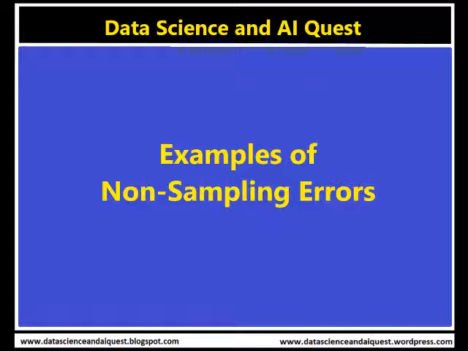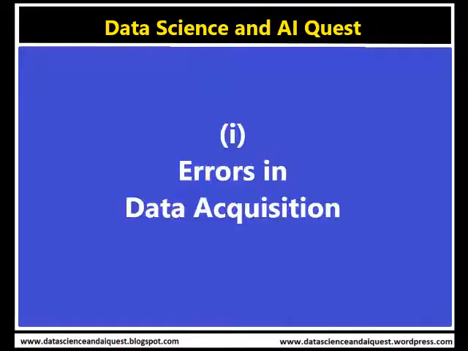So it is difficult to minimize a non-sampling error even by taking a large sample. So the size of the sample doesn't actually influence any values attributing to non-sampling error. Some of the types of errors owing to non-sampling errors are as follows. Number 1, errors in data acquisition.